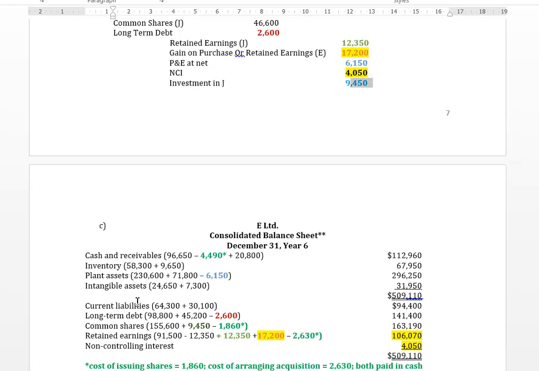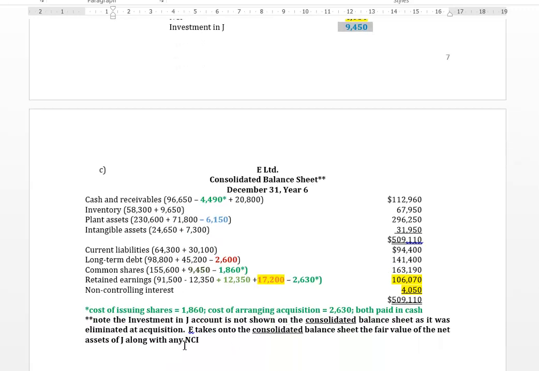Don't forget, at the date the two became related, E would have debited that investment account, right? And credited its common shares for $94.50, right? So in this case, we eliminated that investment account by crediting it, and so we have a balanced balance sheet. If you didn't know that this was happening when you did your worksheet entry, you're going to have an investment account here in J. It's going to have $94.50 in it, and clearly your balance sheet wouldn't balance.